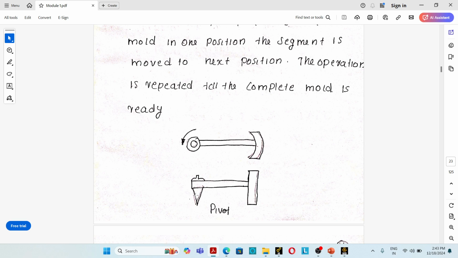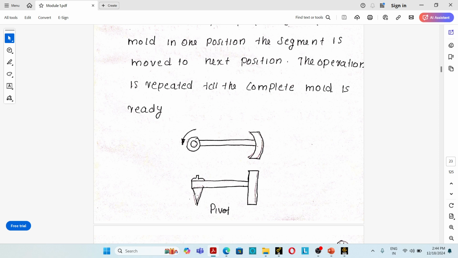The similarity to the sweep pattern is that here also the pattern will be rotating. In a sweep pattern also, we rotate the pattern with respect to a spindle. So here also the solid pattern rotates with respect to the pivot point. But the important characteristic here is that while the solid pattern rotates, the mold cavity is not formed completely. The mold cavity will be formed step by step. So that's known as segmental or part pattern.